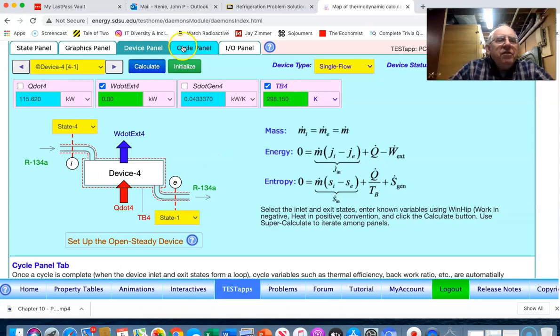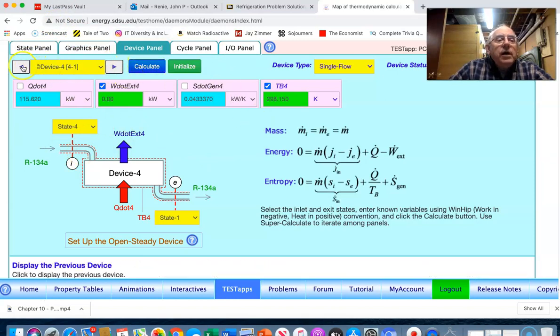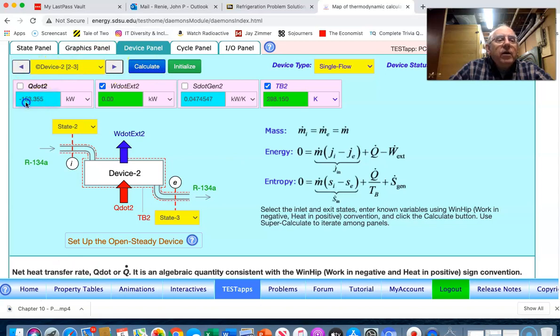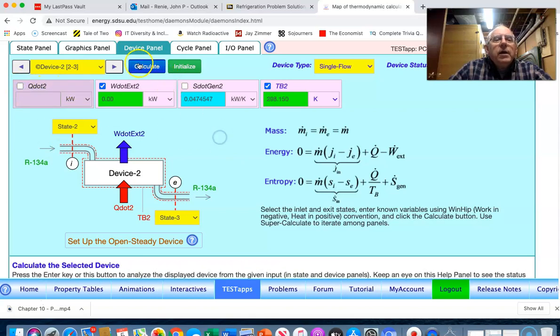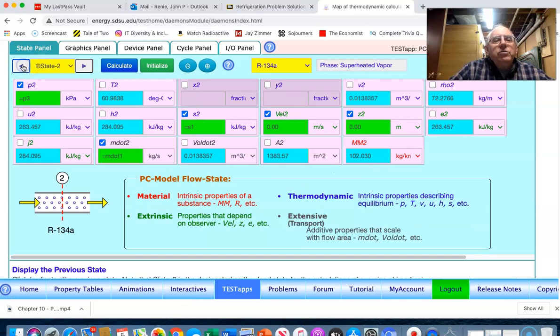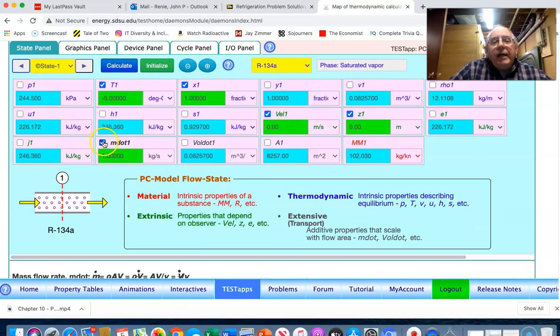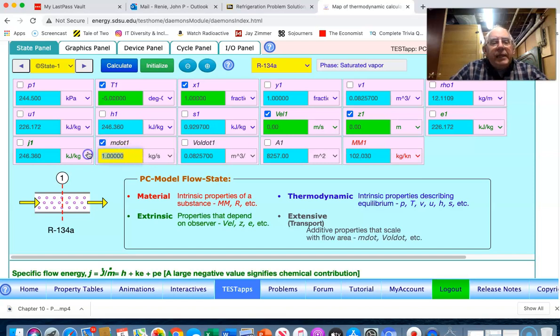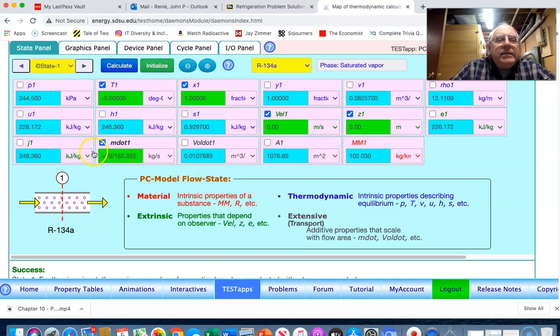Okay, so with that in mind, we're going to now go back to the state panel. So if I went back to this number here and copied that number, I can't do that. Okay, 153.355. And so now if I go back to my state panel and go to state 1, this m dot, instead of being 1, I want it to be a fractional amount. And that fractional amount will be 20 divided by 153.355. And so that is the m dot.